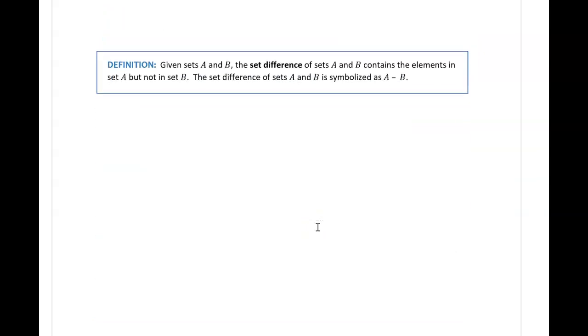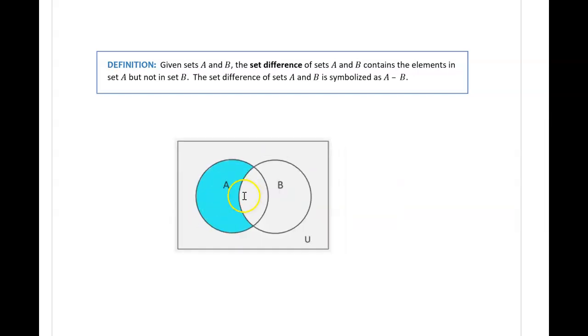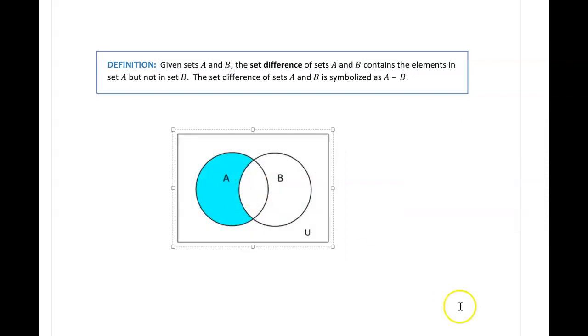Last definition. Given sets A and B, the set difference of sets A and B contains the elements in set A but not in set B. The set difference of sets A and B is symbolized as A not B. Given the Venn diagram below, the shaded region represents A not B.